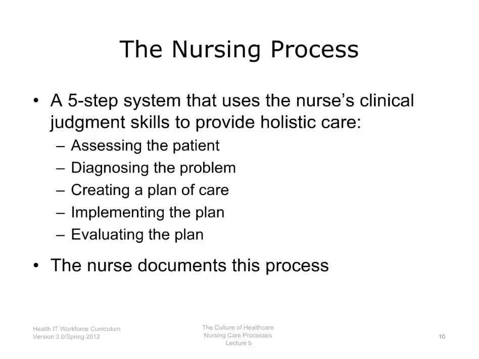The nursing process has 5 steps: assessing the patient, diagnosing the problem, creating a plan of care, implementing the plan, and evaluating how well the plan works. The following slides explain each step in the process. The nurse must document all steps of the nursing process in the plan of care so that other healthcare providers who care for the patient can follow the plan. The plan of care can also be used to evaluate how well treatment is working.